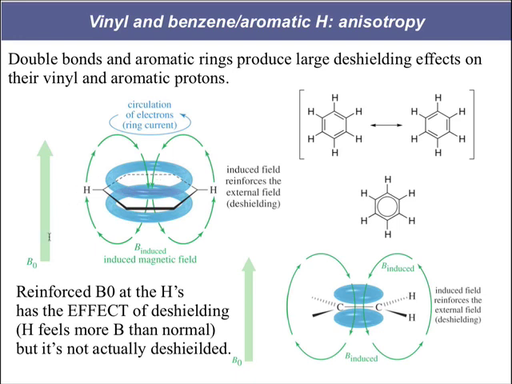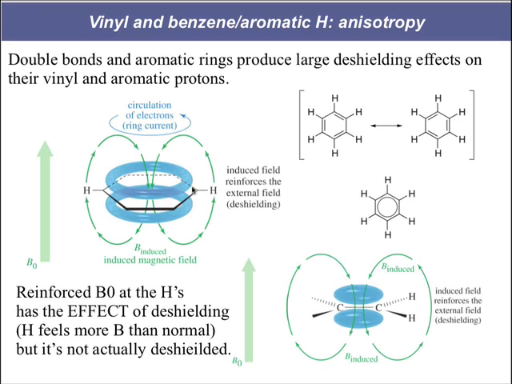And you'll notice that since these electrons are moving in an external magnetic field, their magnetic fields will interact. And that means that the hydrogens on the benzene ring will not only feel the external magnetic field, but they will also feel the magnetic field that is generated by the moving electrons in the ring. That means that these hydrogens on our aromatic ring feel more magnetic field than they should. Now, think about what I just said. If an atom feels more magnetic field, that's like it's being deshielded.